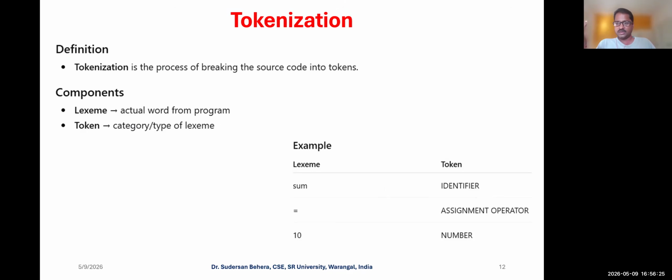What is the meaning of 10? 1 0. 10 is a number. Later, when you analyze it further, you can identify whether it is an integer number or a real number. First, what is the category of 10? It is a number only, a constant. Okay, next.